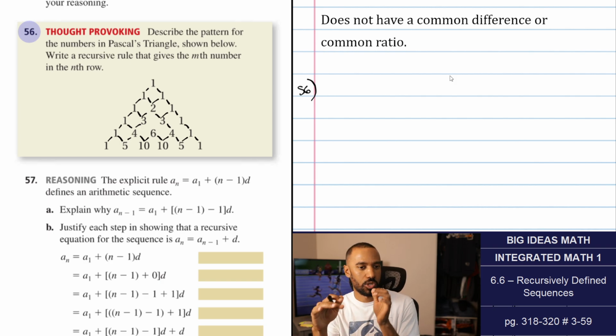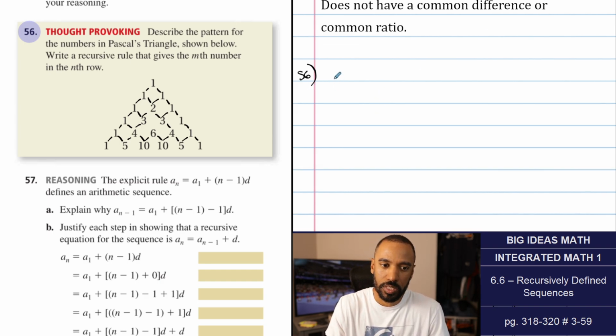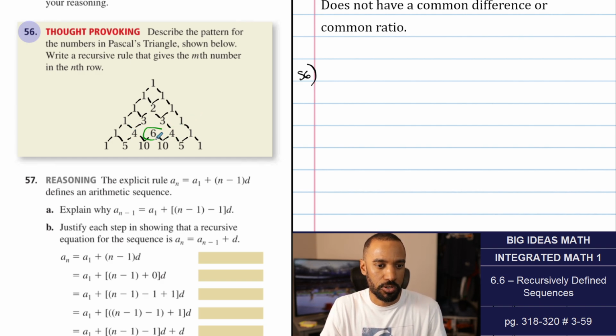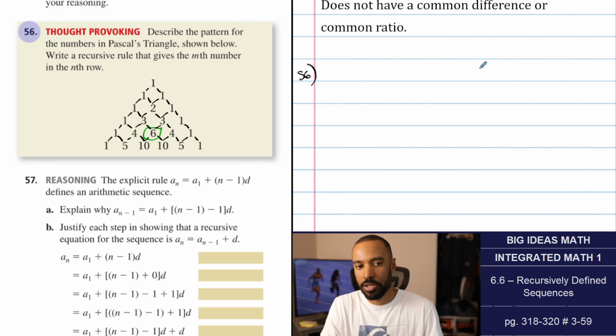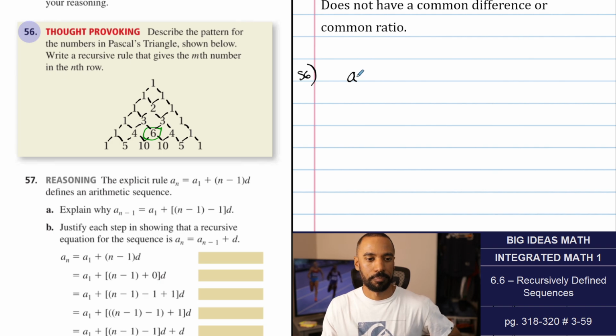So you are adding the two things before it, right? Now, when they say the mth number in the nth row, I guess we'll call the first one the first row. Let's take a look at this number, for example, right here. Let's use the 6 because I don't want to use the same number twice. 6 is the sum of this 3 and 3, right? 6, that's the third number in the 4th row. So the third number, oh boy.